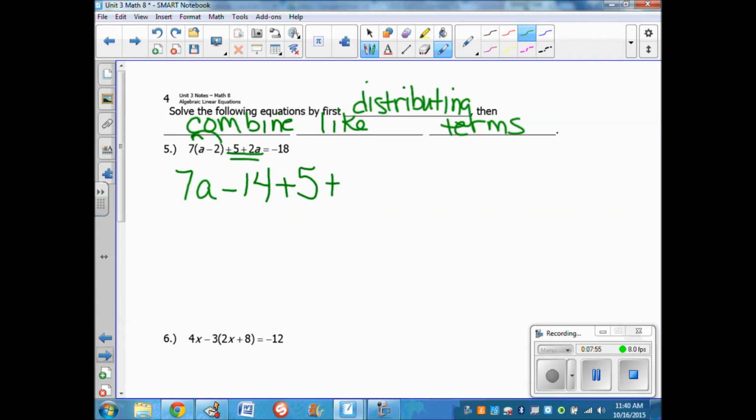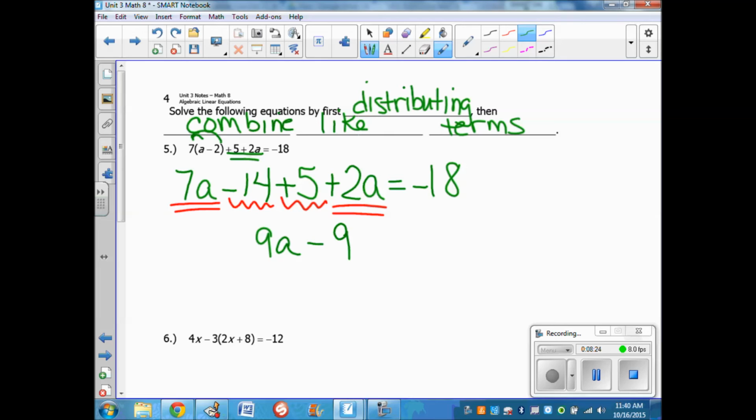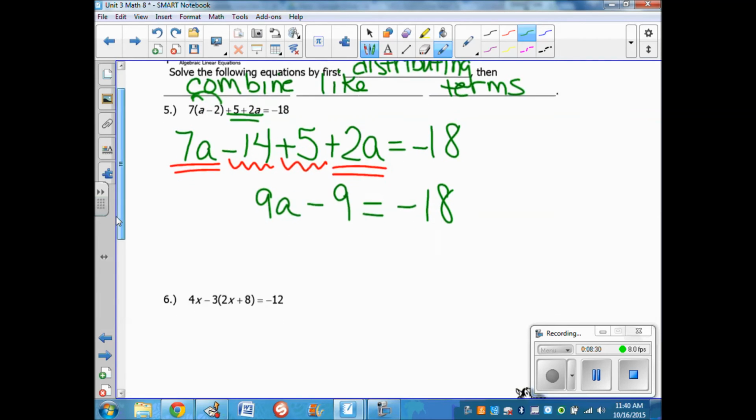Always keep in mind that we read from left to right. That's exactly the same way we saw the equations go, from left to right. Now we can combine our like terms. So I have 7a plus 2a, and then I've got minus 14 plus 5. So 7a plus 2a is 9a, and -14 plus 5 is -9. So I did all my combining like terms. Now I'm down to a two-step equation.